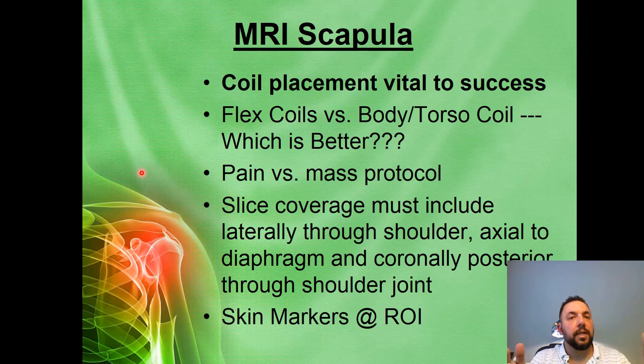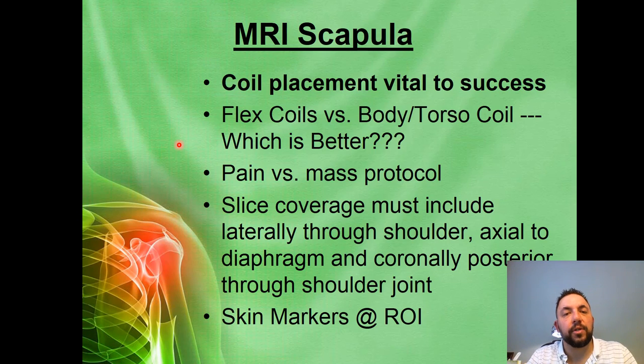MRI of the scapula, as we previously discussed, coil placement is vital to success. What do you prefer, flex coils or a body torso coil? We're still aiming for only about a 200 to 220 millimeter, or 20 to 22 centimeter, field of view in the scapula. So really the ideal is usually some flex coil combination when trying to image the scapula.